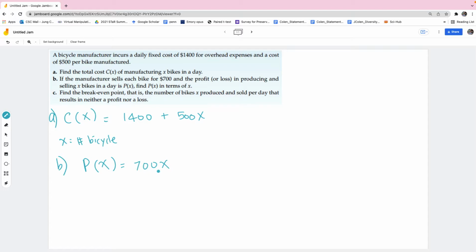So that is how much you are making, but that is not your profit, because the profit should be the margin that you are making, right? By taking away the cost, C of x. So how can we rewrite that? It will be 700x minus the cost, which is 1400 plus 500x. Don't forget that you're taking away the whole thing. So in the parentheses, 1400 plus 500x.